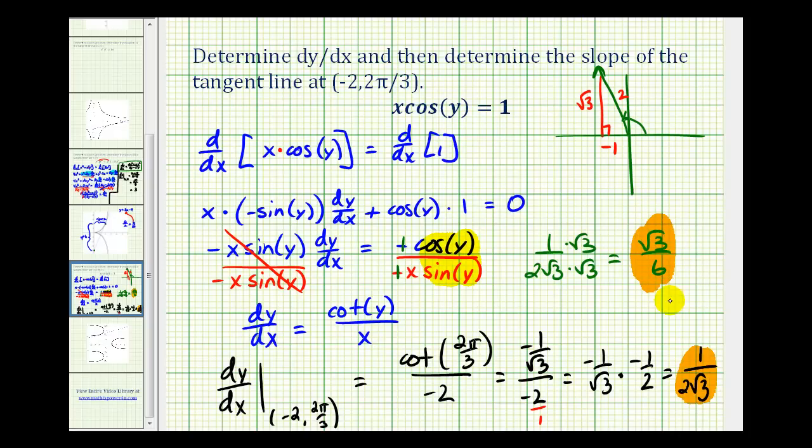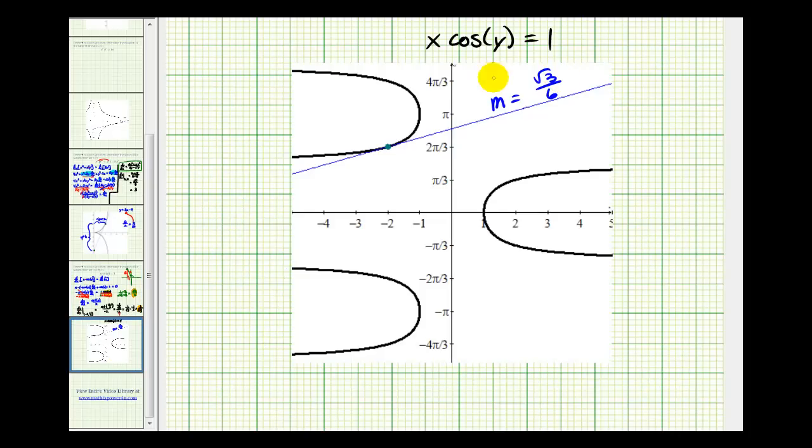Let's take a look at this result graphically. In black, we have the graph of x cosine y equals 1, and we have the tangent line graphed in blue. Notice our point of tangency is the point here at -2, 2π/3. Now by looking at this line, it is hard to tell the exact slope, but notice how it is slanting upward, therefore the slope is positive. But the slope of this blue line is square root 3 divided by 6. I hope this example was helpful.